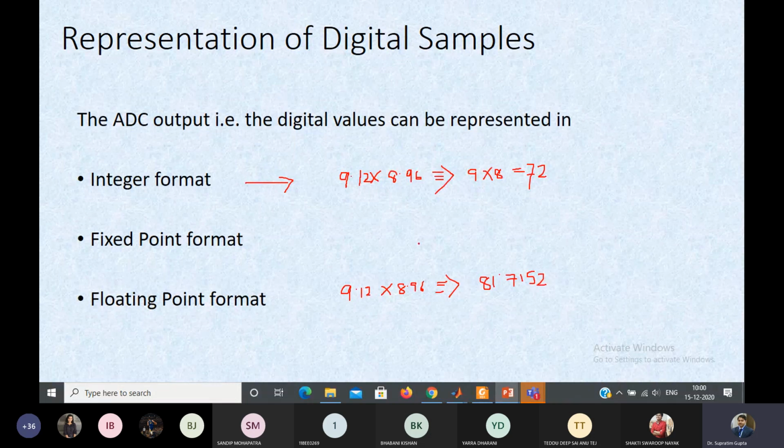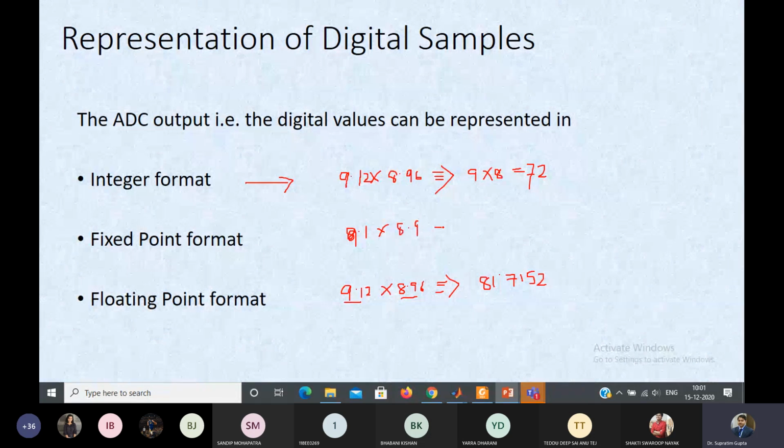Right, now instead I want to do it 9.1 into 8.9. So I am discarding the 2 and 6. Sorry, this is 9.1 into 8.9. And what is that value we get? We get 9.1 into 8.9, so 80.99.